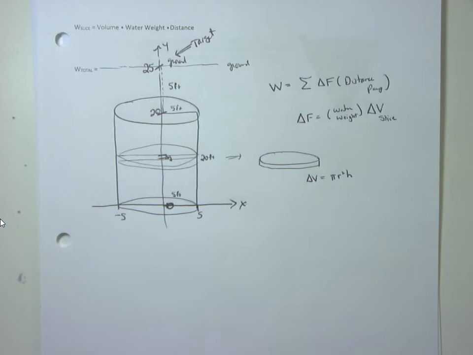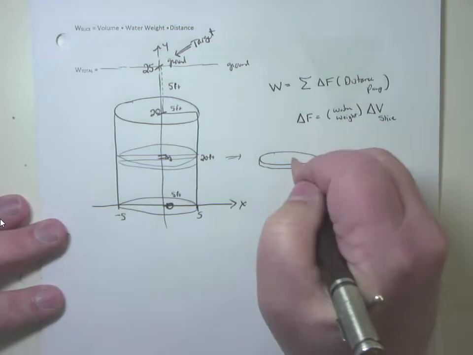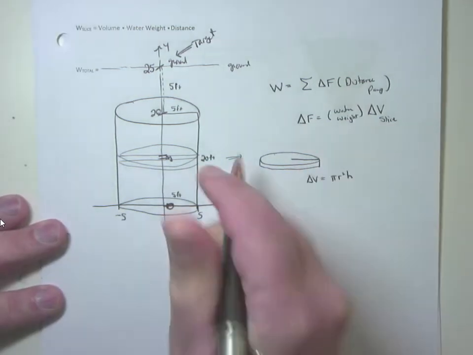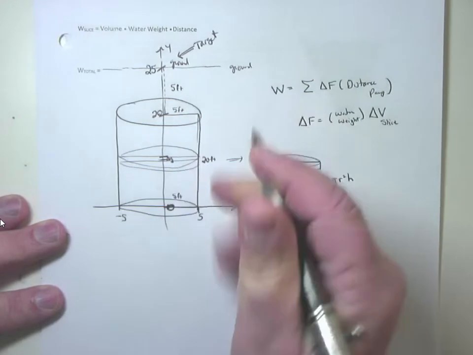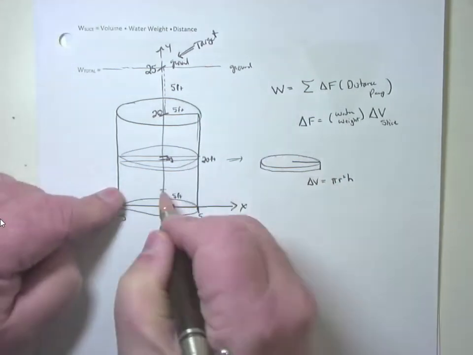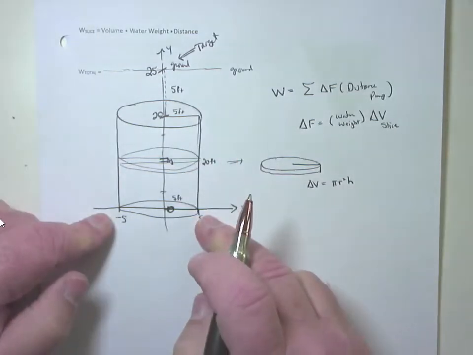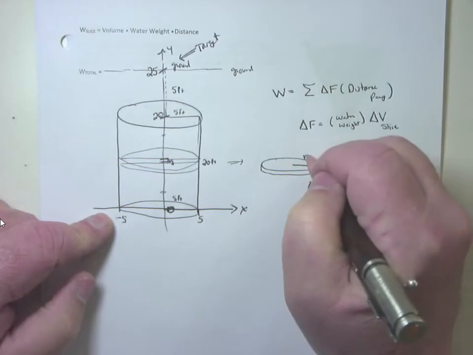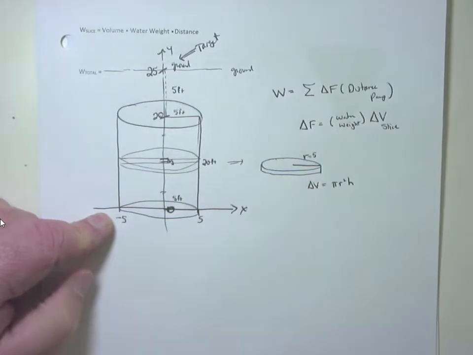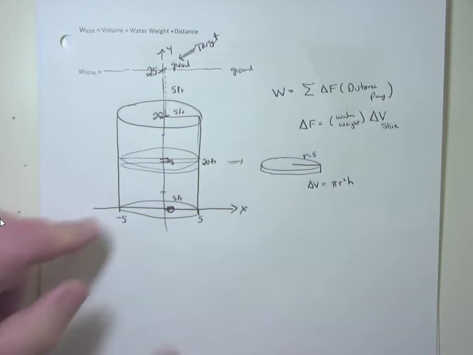Now, what you need to know in this problem is, what's the radius? Well, this thing is vertically shaped, so it doesn't matter if I make the slice down here or up here. The radius is the same throughout the tank. And what is that radius? It's a constant. What is it? The radius is 5. What is the height of this little section of tank?